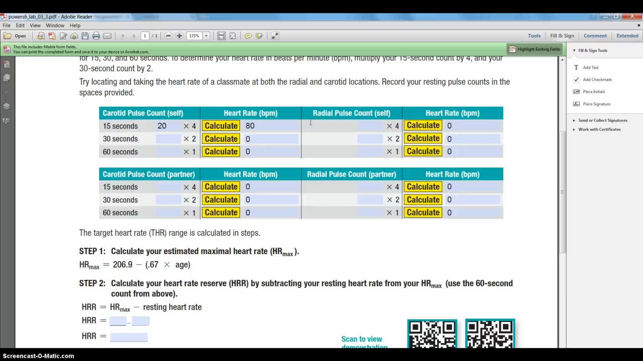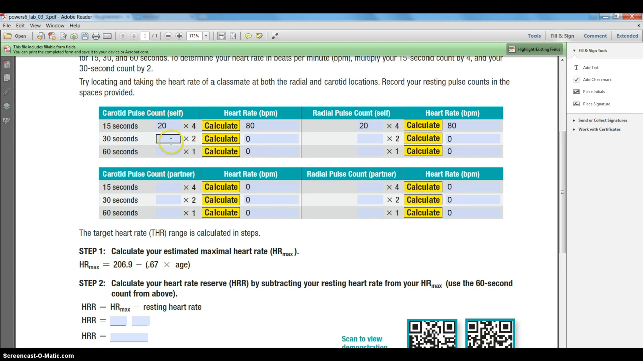So we're going to go ahead and take our heart rate. Let's just pretend that I've already done this. We're going to get our resting heart rate, which is important. This is how we're going to be able to calculate our target heart rate. So let's just pretend that over a 15-second period I had 20 beats that I calculated, and just for good measure, we'll say that I got that on the radial pulse as well. All I got to do is hit the calculate button and it does the math for me.